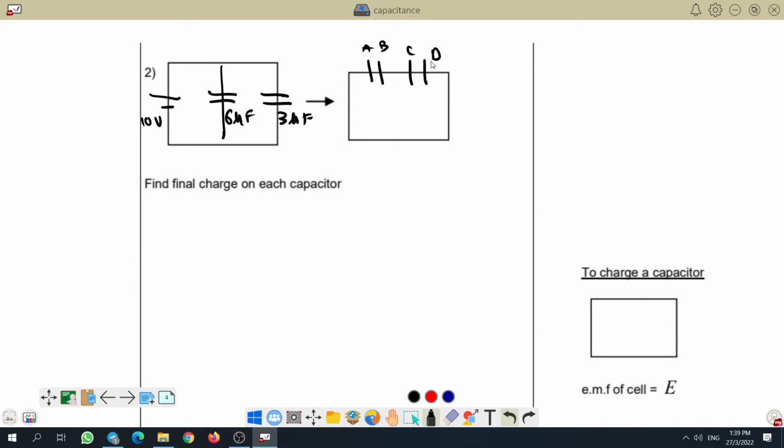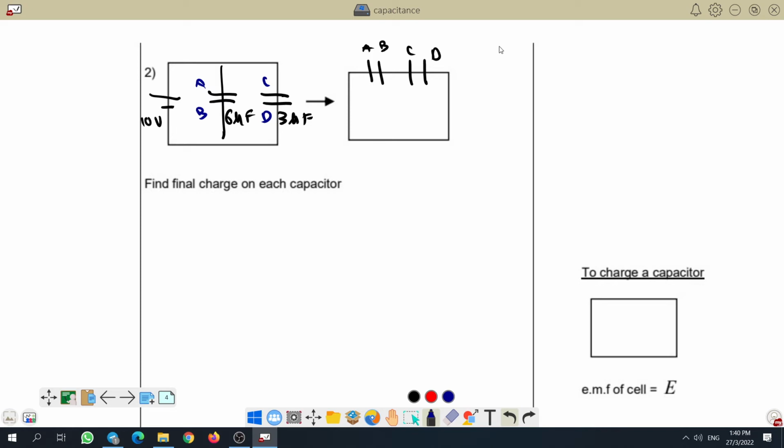Yang ini pula dia mula dengan parallel. Lepas tu dia susun begitu, A B C D. Okay, sekejap. So first thing, cari charge-nya lah kan. Saya find the original charge. So C equals to C1 plus C2 lah kan. Dapat dia parallel kan.